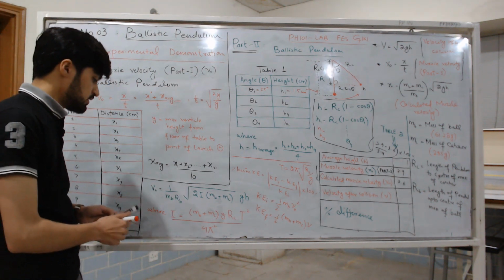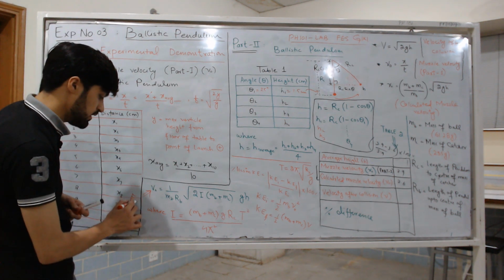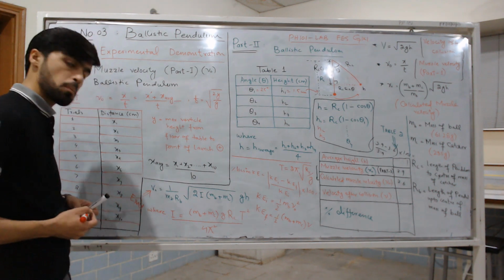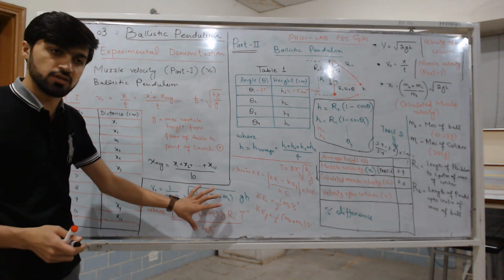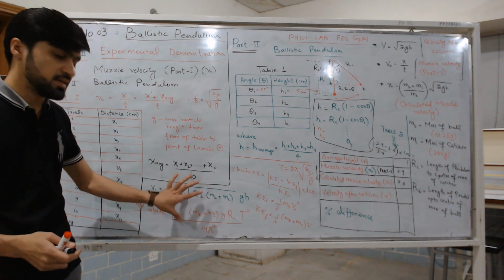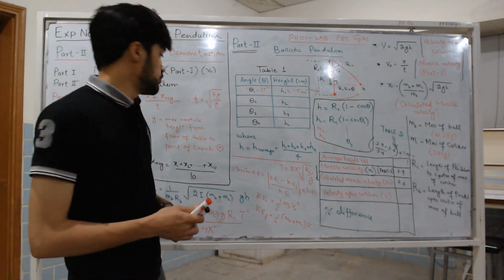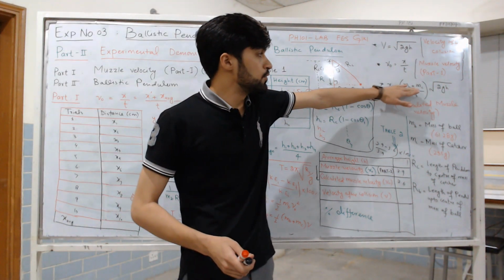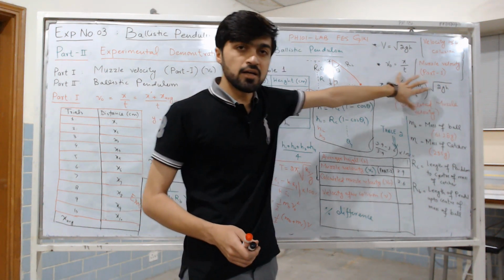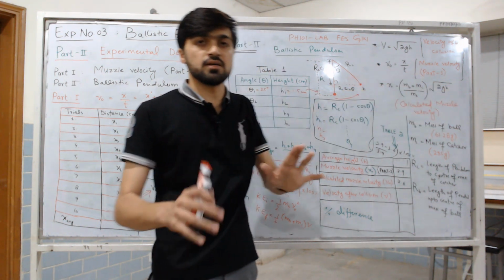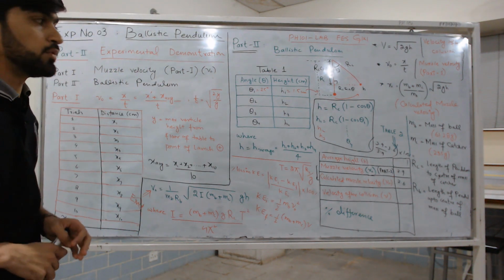Now what is this? It's actually the exact value of the muzzle velocity using this equation. And using this other method, V naught is equal to (m_b + m_c) under root 2gh over m_b, it's actually the calculated or the approximate method. We have discussed this in our previous part 1, the theory and calculations part.